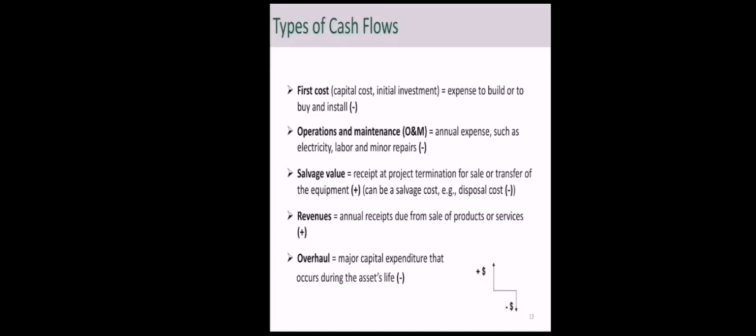And the other one is the revenues or the benefits. It is an annual receipt due from sale of products or services. So positive siya. So dun siya sa inflows. So ibig sabihin sa revenues is kikita ka or meron kang kinikita. And the last one is the overhaul. It is a major capital expenditure that occurs during the asset's life. So negative din to siya, or mahuhulog siya dun sa outflows.